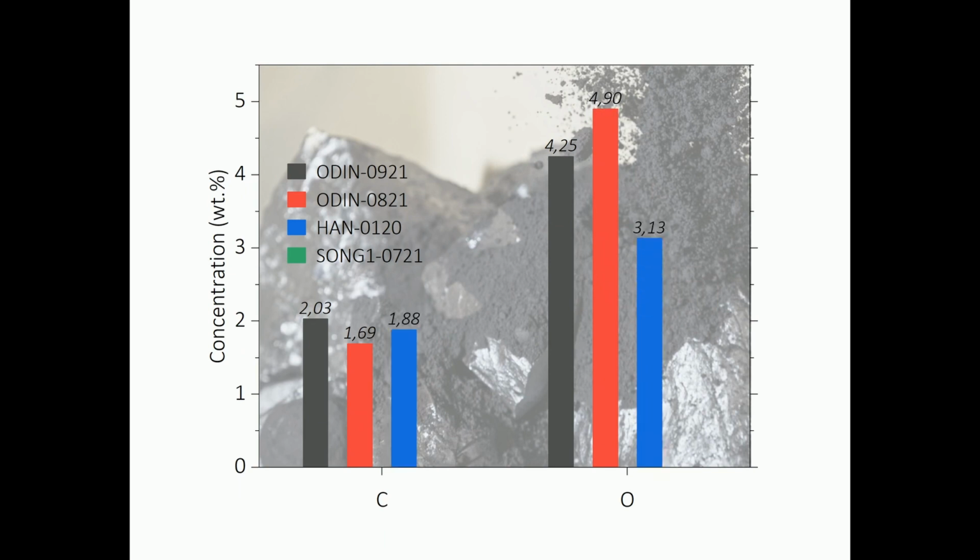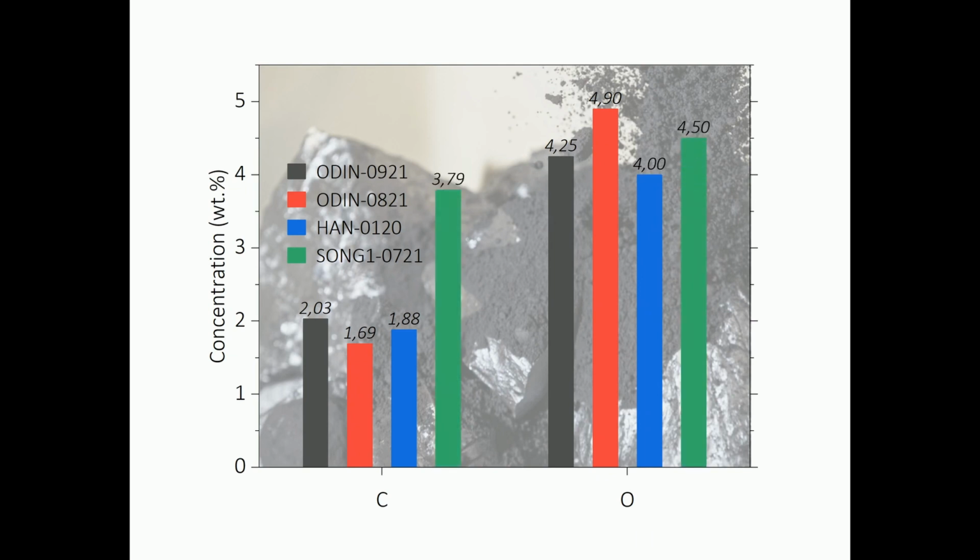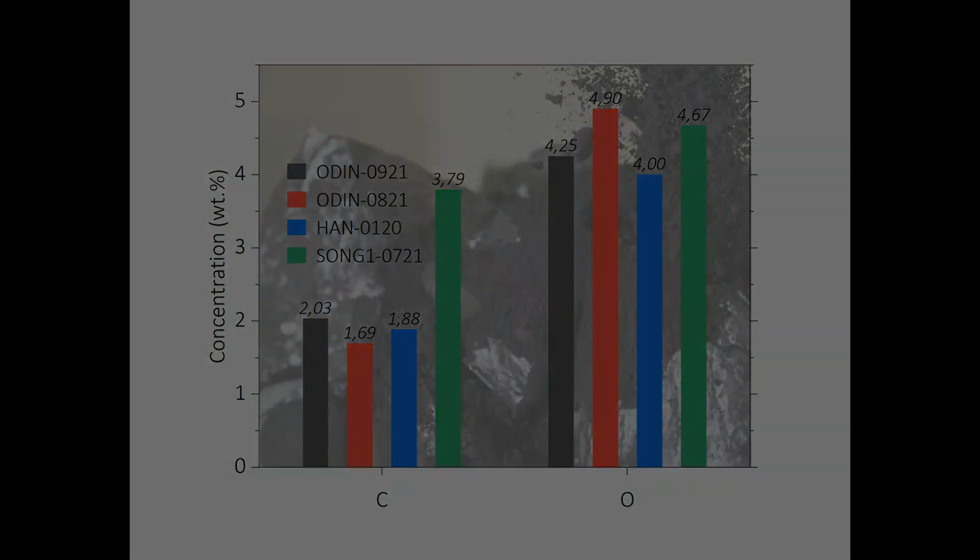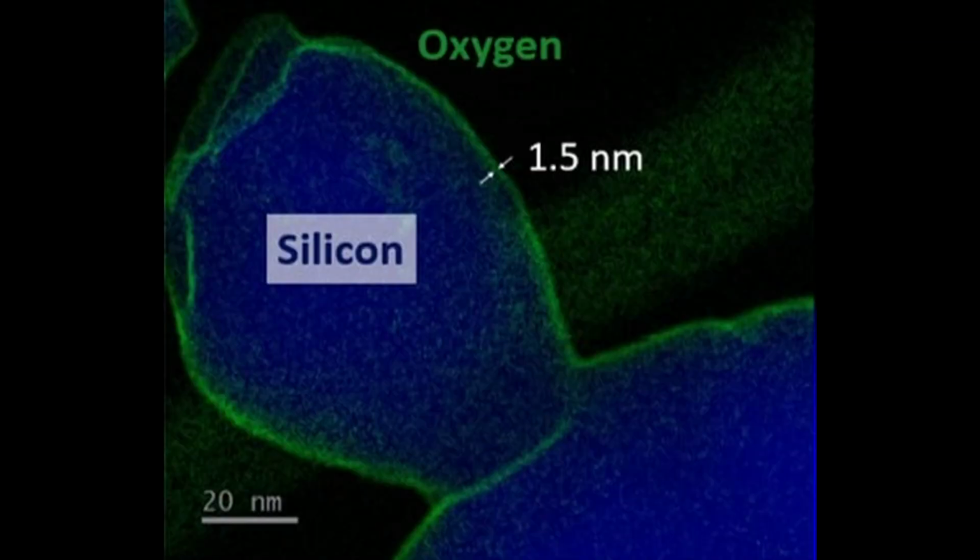When the silicon kerf particles are immersed in the cutting fluid, they form an oxide layer from the reaction with water. Oxygen concentrations are in the order of 4 to 5 weight%. The oxide layer formed at the silicon kerf particle is around 1.5 nanometer.